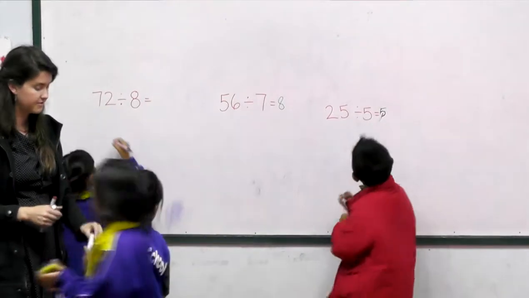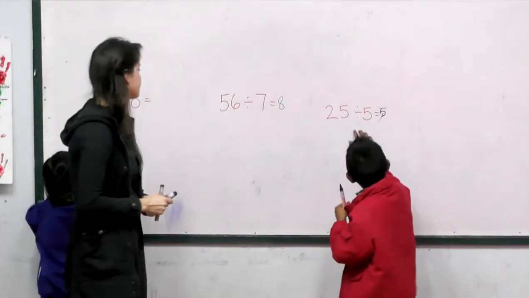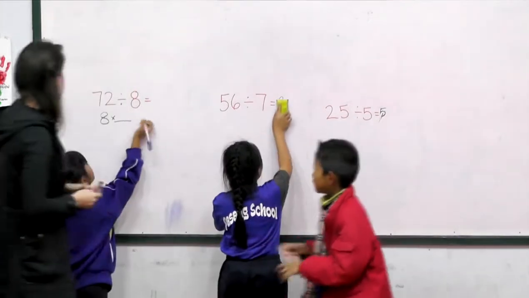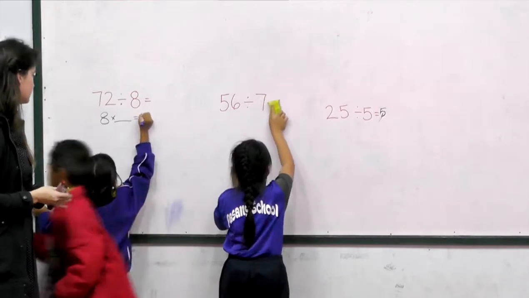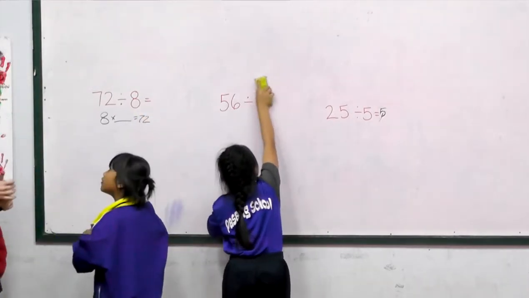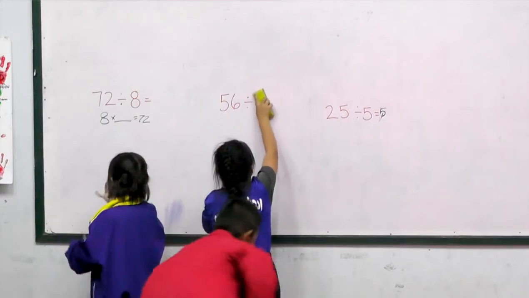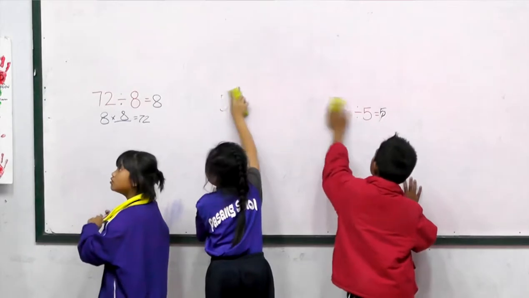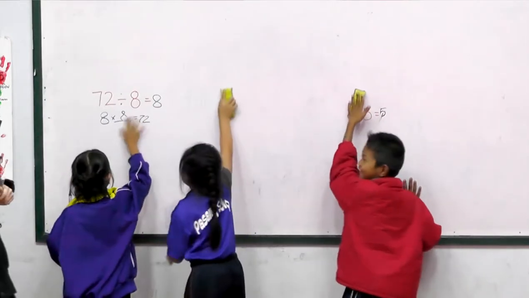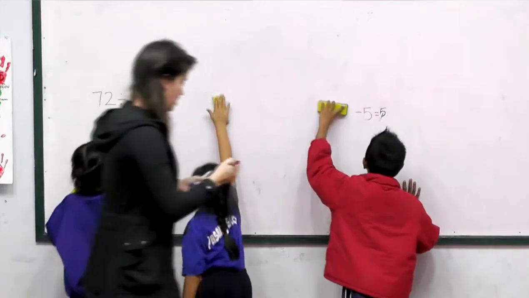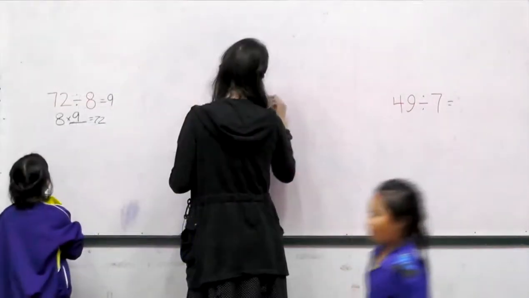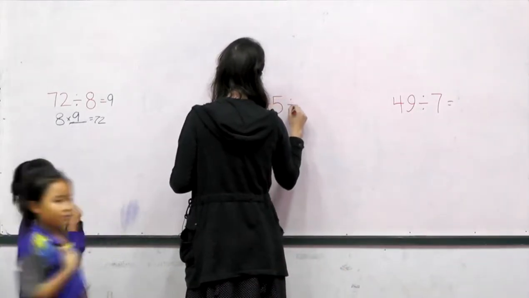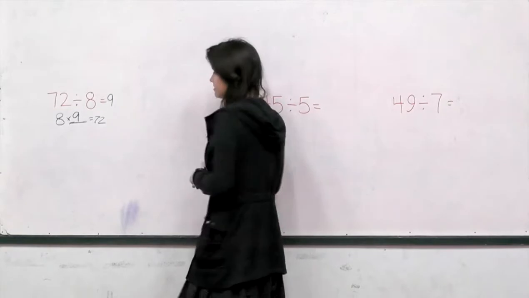Pot, what do you have? 25 divided by 5 equals 5. Very nice. You can erase. Pak Boom, what do you have? Is that right? Check again. Okay, thank you, friends. 72 divided by 8 equals 9. 9 times 9 equals 72. Very nice. You're good to erase.